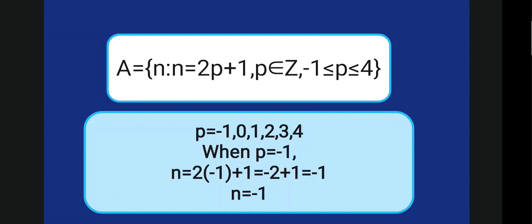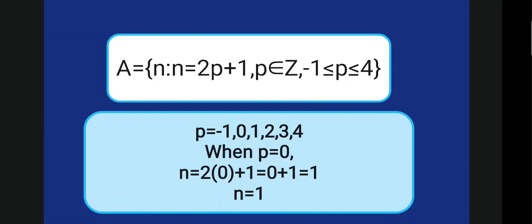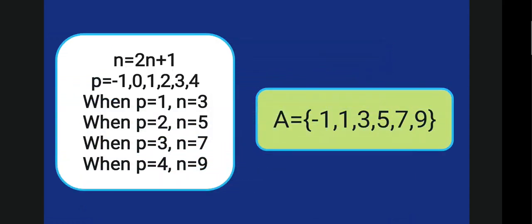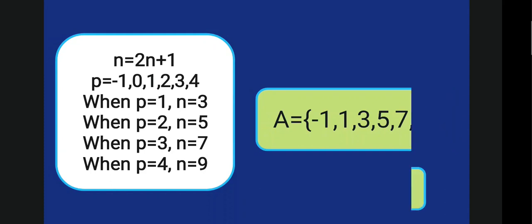When p equals minus 1, we substitute in n. So we get 2 times minus 1 plus 1, that is minus 2 plus 1, which equals minus 1. And when p equals 0, 2 times 0 plus 1, so 0 plus 1 equals 1. If we proceed like this, we will get 3, 5, 7 and 9. So set A equals {minus 1, 1, 3, 5, 7, 9}.